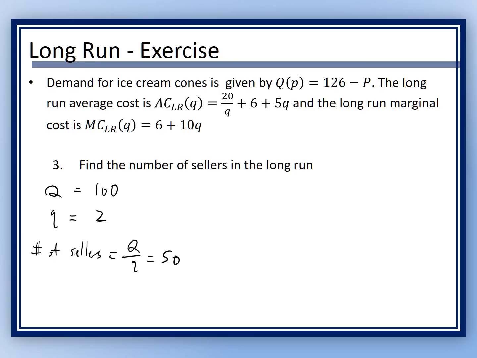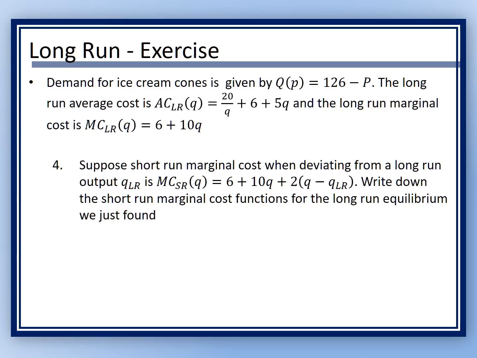So the next part says, well, let's say demand goes up, right? Suppose demand goes up. And to make it a little bit more interesting, I assume that the marginal cost is actually going to be a bit higher in the short run when deviating from the long run output, just to make it a bit more complicated. So write down the short run marginal cost function in this case. So the idea is, if your short run output and the long run output are the same, then this term just goes away. But if you're producing more in the short run than the long run, then you have to pay a higher cost.